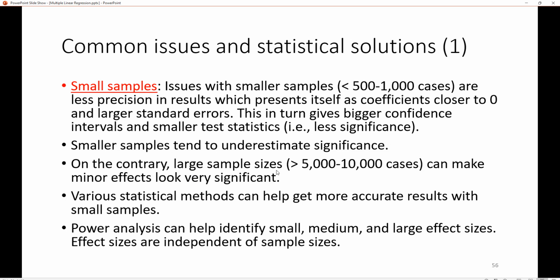On the contrary, large sample sizes, those greater than 5 to 10,000 cases depending on the study, can make minor effects look very significant. Various statistical methods can help get more accurate results with small samples. Power analysis can help identify small, medium, and large effects. Effect sizes are independent of sample sizes. So we can ask, is this a significant effect? That can really depend on the sample size. If it's too small, we might miss something important. If the sample size is too big, then many things can look important when they're really not.